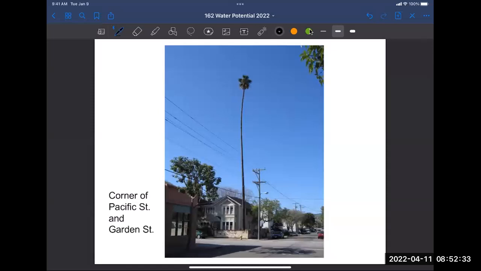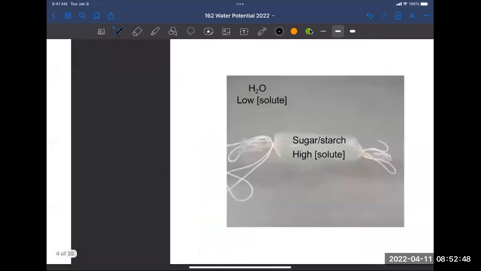You might have seen my little video here. Here's the tallest palm tree in San Luis Obispo. The only way that the cells up here in the top of the plant can get water is from the roots down here. So that water has to move a very long distance through the plant. We'll think about how that works.